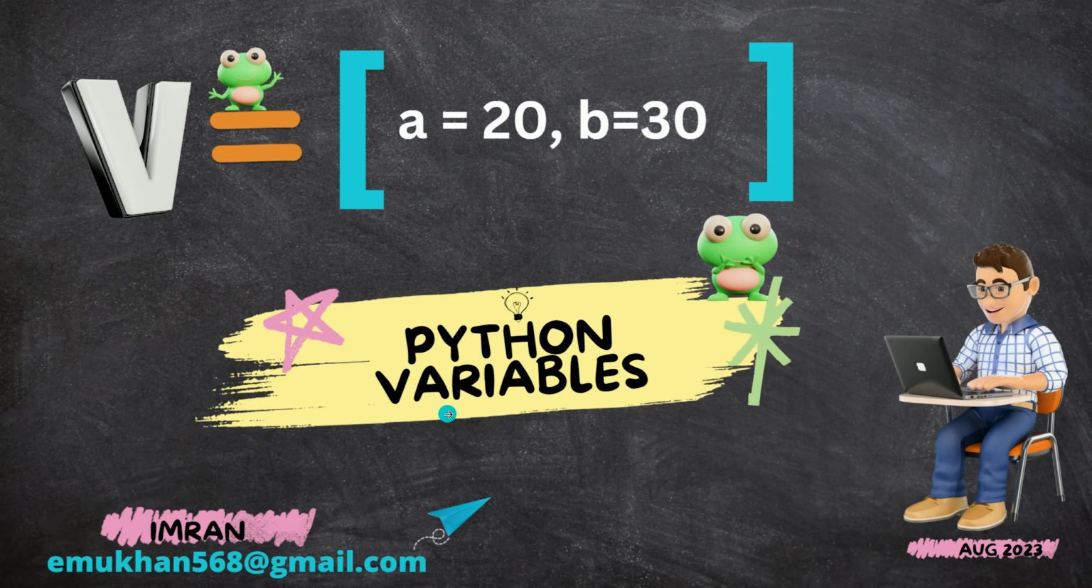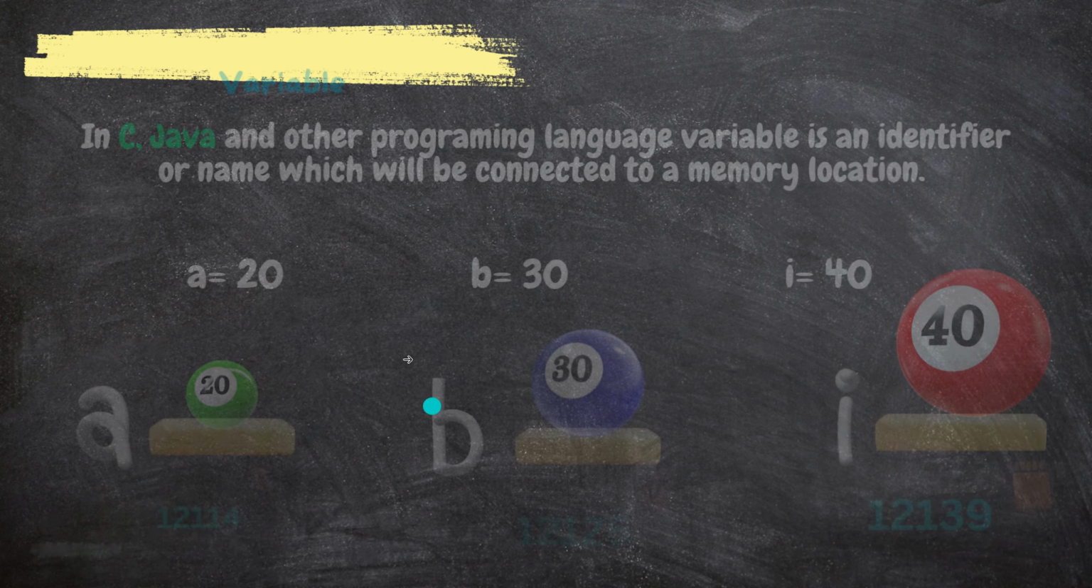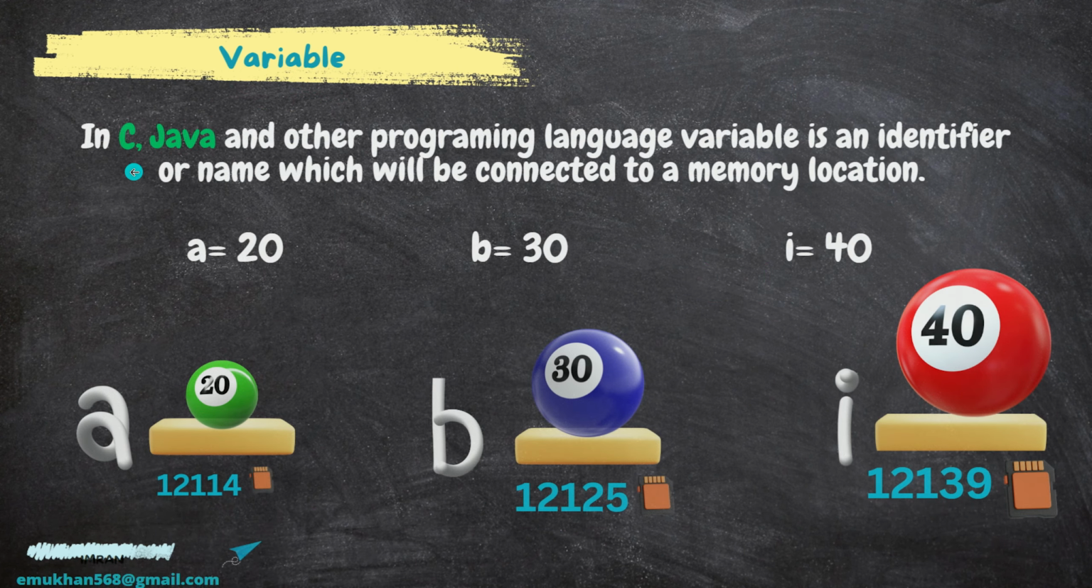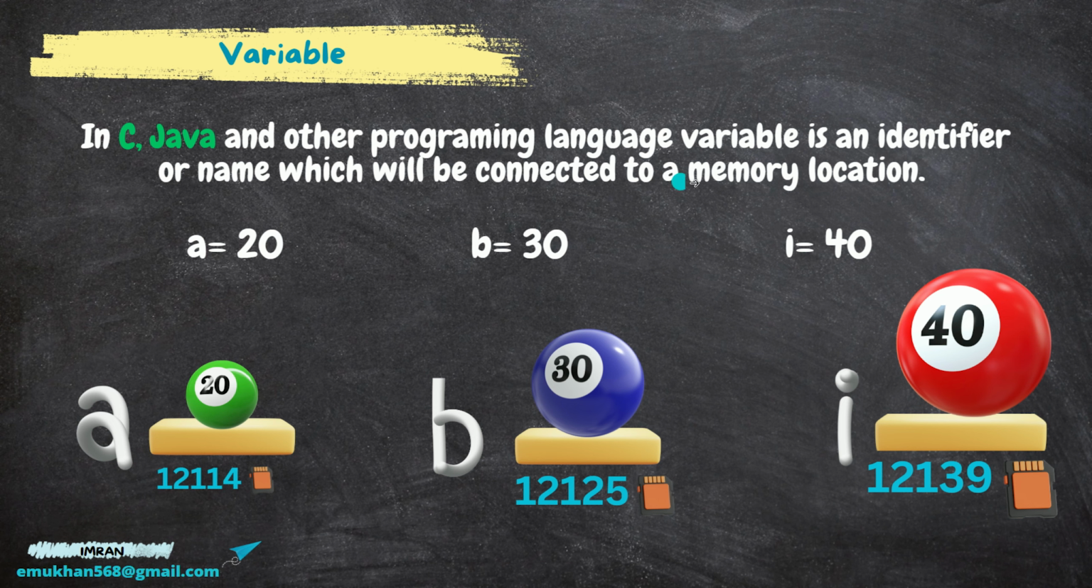Today is the Python variables class. So let's go with the variable part. In C and Java and other programming languages, a variable is an identifier or name which is connected to a memory location. That is the definition for other languages.